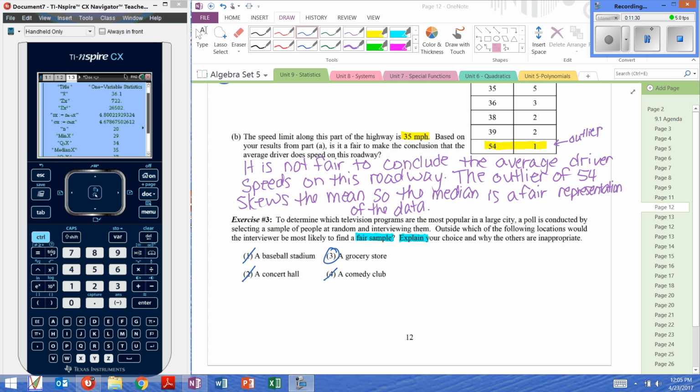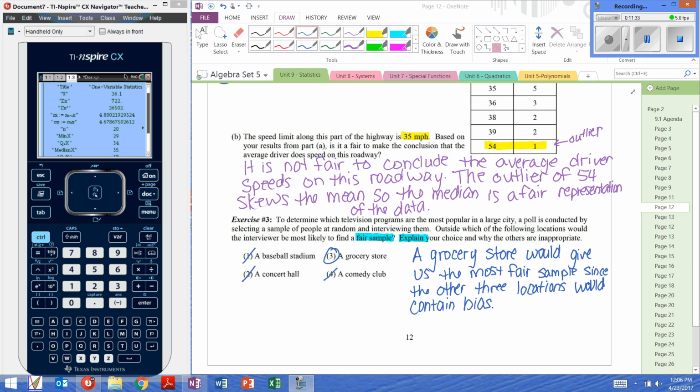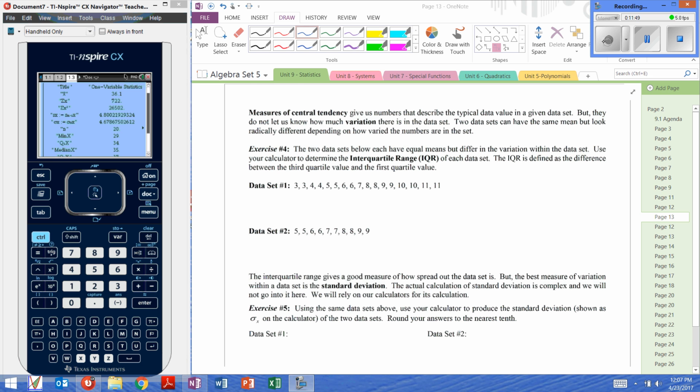Now let's explain. The grocery store would give us the most fair sample since the other 3 locations would contain bias. And we talked about why: because you're picking to go to those places, you're more likely to enjoy that and probably more likely to enjoy those different TV programs or stations.